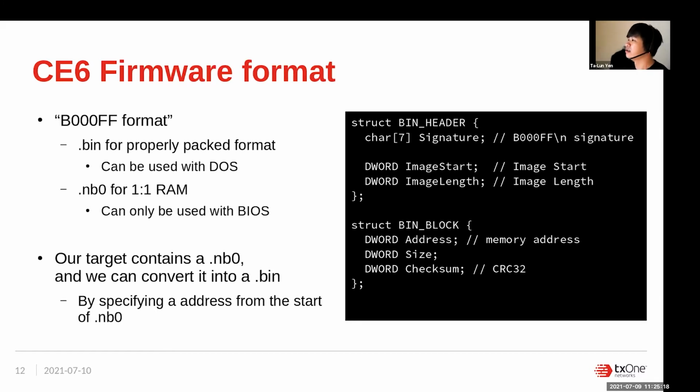Our target uses a .NB0 format, and contrary to common assumption, it is totally possible to convert it into a .bin file, and we can use the load CPC tool to load the file. By pointing the start address to the start of the flash with a context of NB0, we can pack it into a .bin.